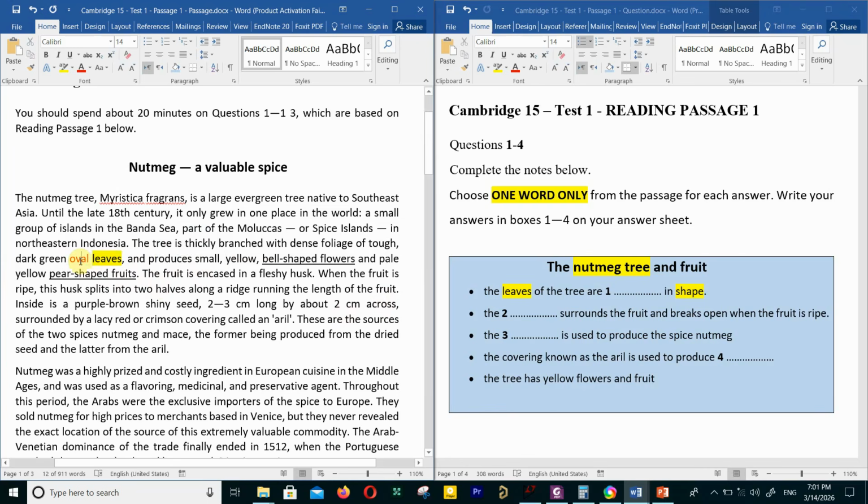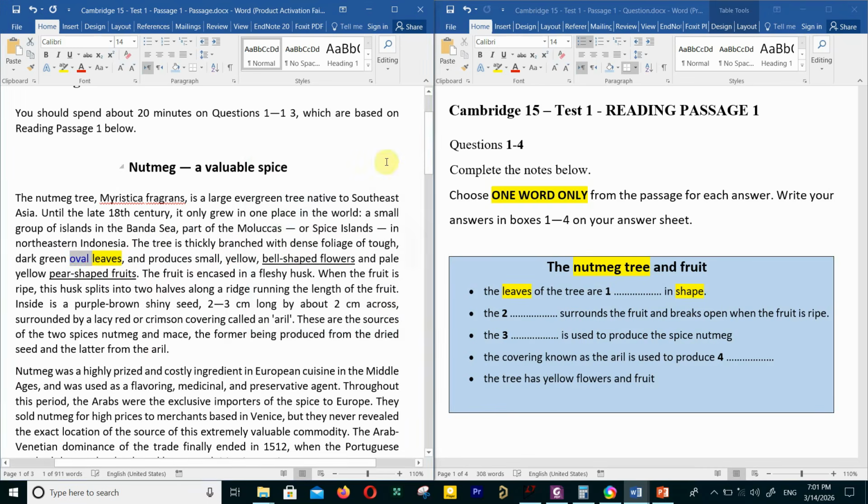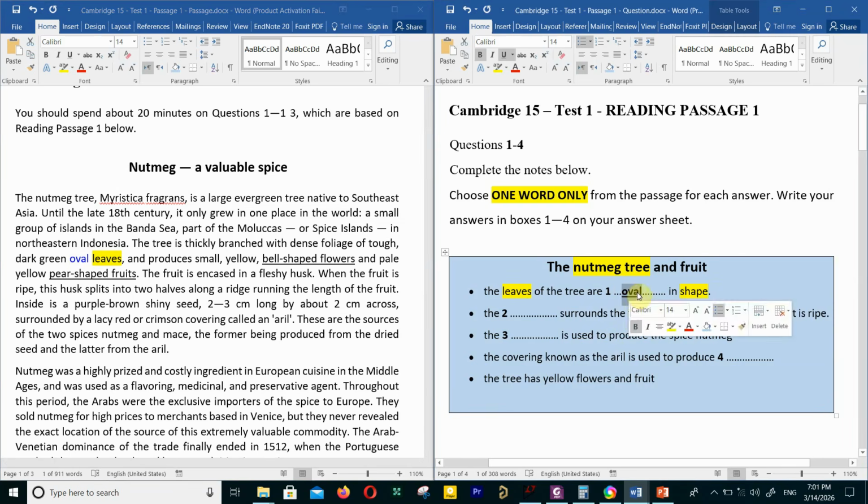shape. And oval, what is oval? Oval is a shape like an egg actually. Okay, so you're going to write down here oval, and just this one word, not more than one word. Oval in shape. Okay, I highlighted it and underlined it so you can easily see it in this Word document.